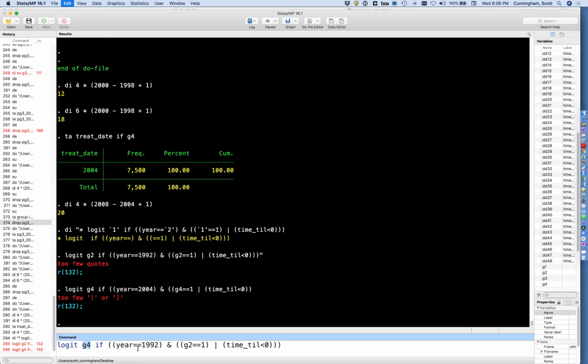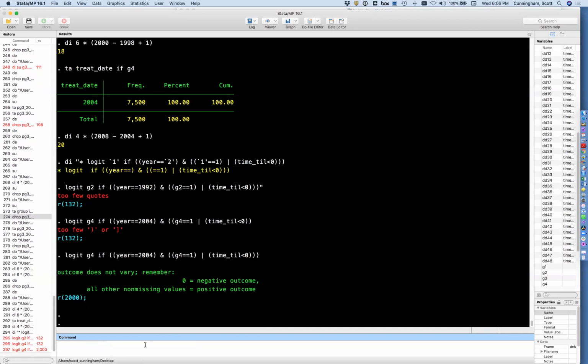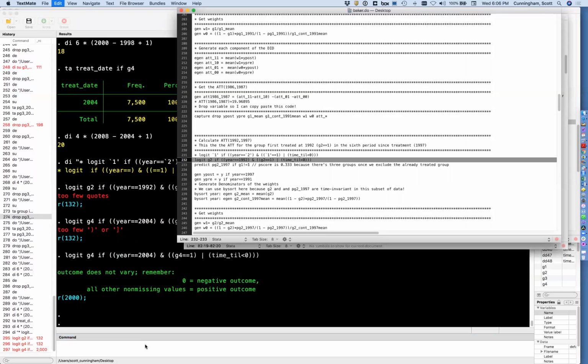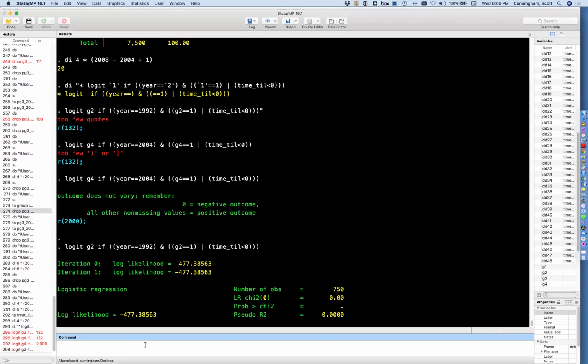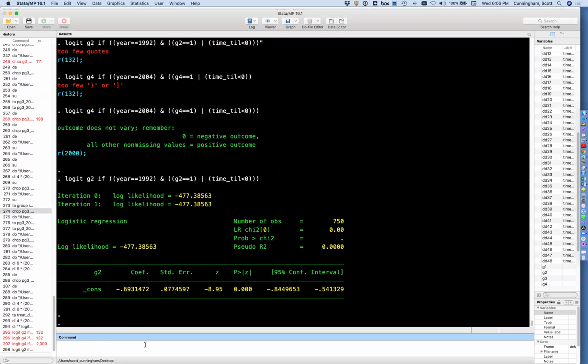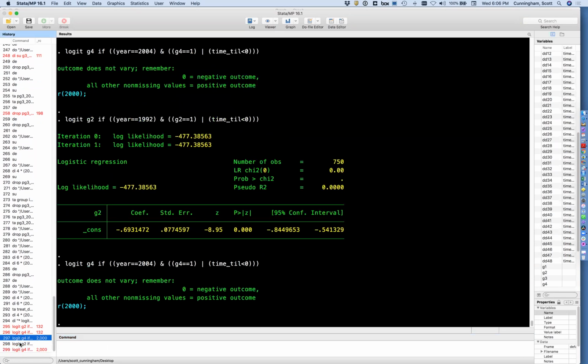G4, 2004. Huh, it didn't run, even though that does run. So if I do G2, it runs. But if I do G4, it doesn't run.